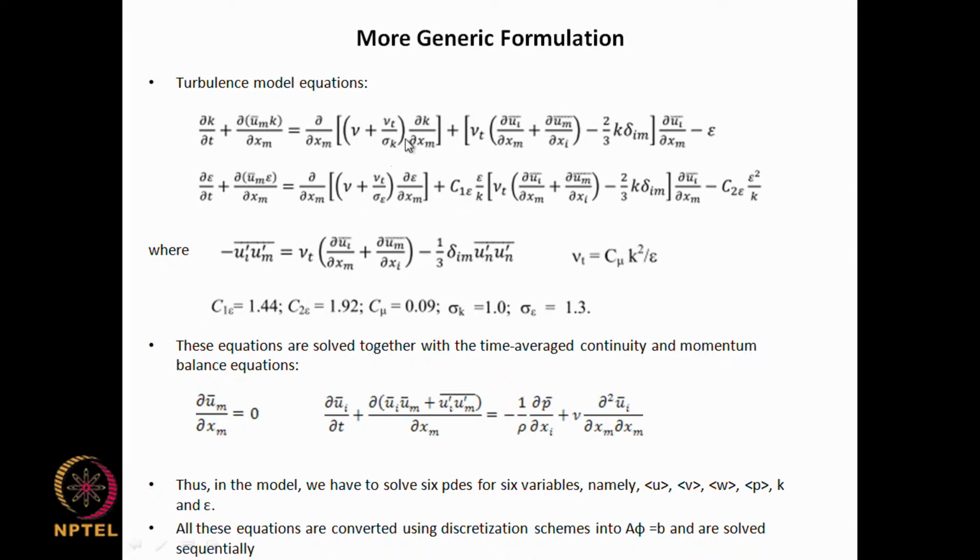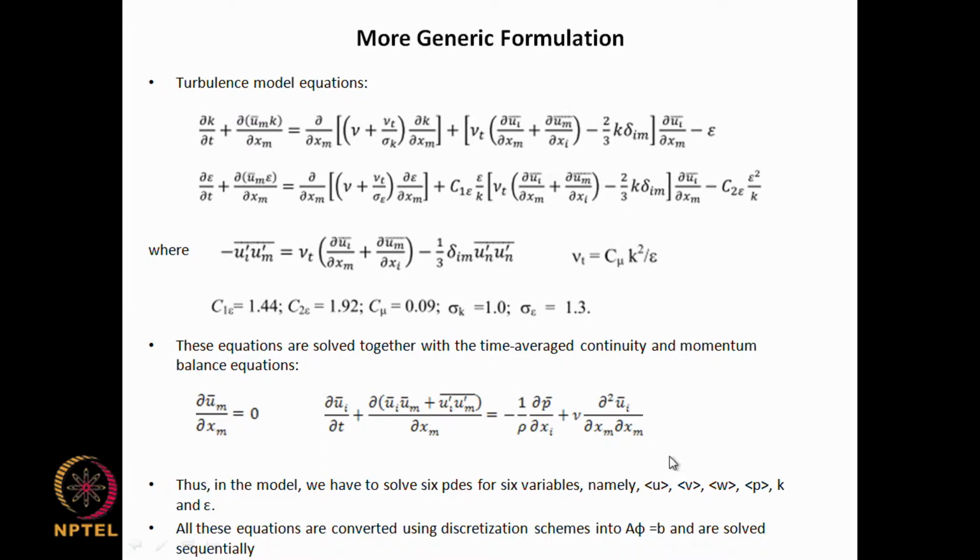There are a number of constants: sigma k is a constant, sigma epsilon is a constant, and the values are given here, and C mu is something that is coming here as a constant, and its value is given as 0.09. Then the other two constants are C1 epsilon and C2 epsilon which are coming here, and those values are also fixed. These values are fixed by trying to optimize them for a range of test problems in which measurements are available, and based on that people have come out with this.